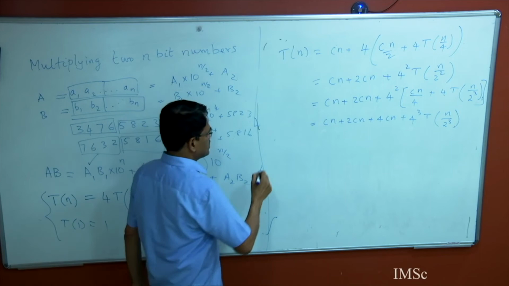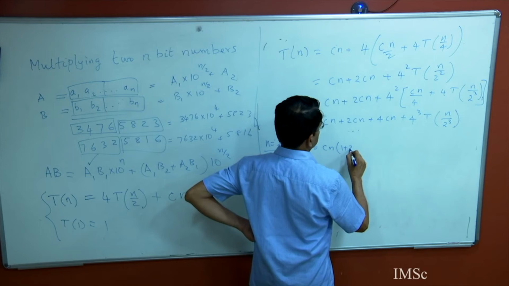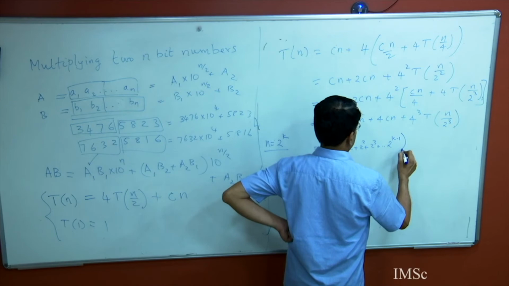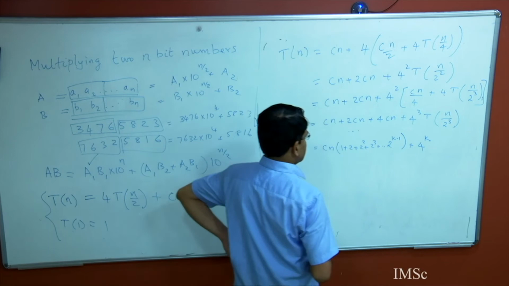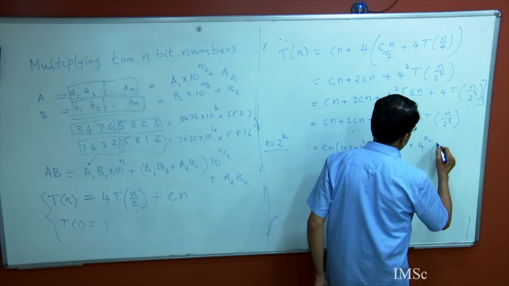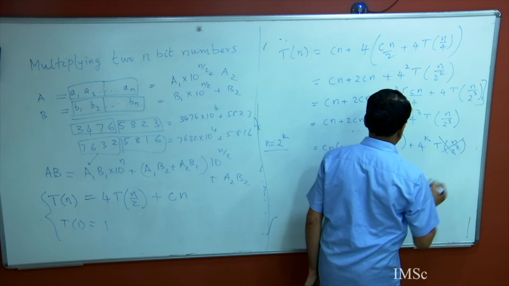So let's assume n is some power of 2. Then how long will this go? Cn into 1 plus 2 plus 2 square plus 2 cubed, up to 2 power k minus 1, plus 4 power k times T of n by 2 power k. N by 2 power k is 1, since n is 2 power k, and T of 1 is 1, so this will be 1. So that's 1. Okay.